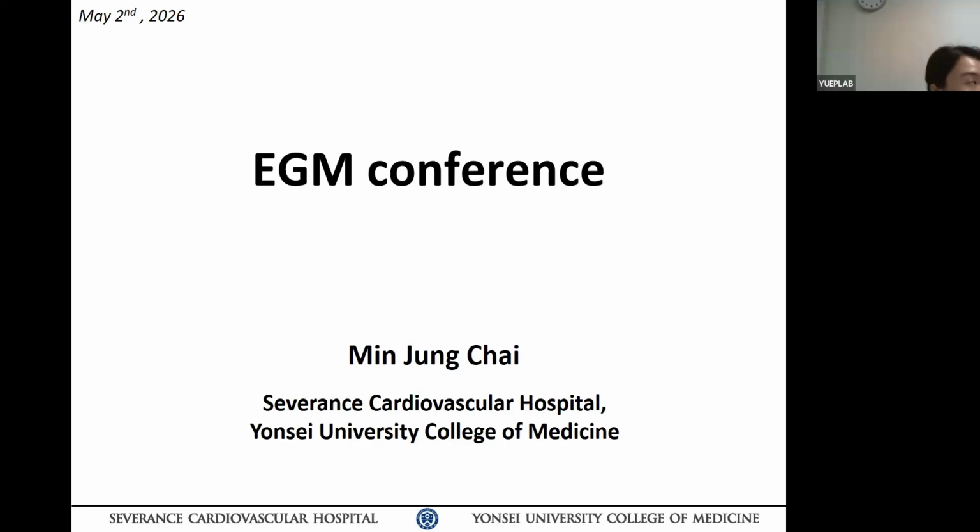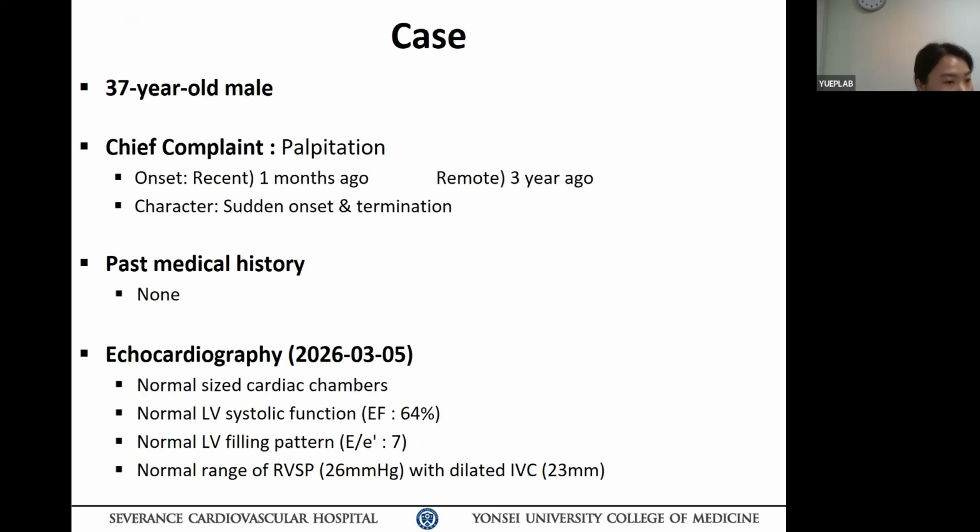Okay, I will start the EGM conference. A 37-year-old male presented with palpitations. He had a recent episode 1 month ago with a similar episode about 3 years prior. The symptoms were characterized by sudden onset and spontaneous termination. He had no significant past medical history, and echocardiography showed a structurally normal heart with normal EF.